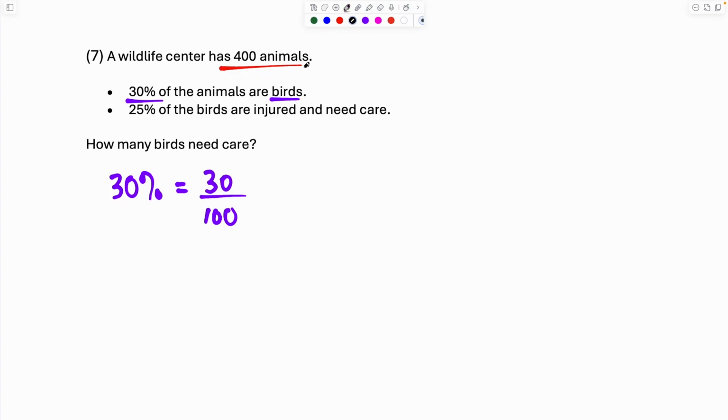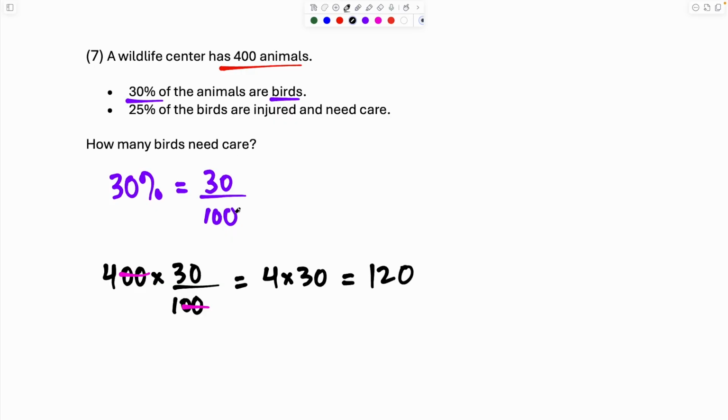Okay, so for this, let's see how many birds there are. So 400 animals times 30%. I'll multiply by 30% as a fraction. And the reason I want to do this is I want to cross off the common zeros. You have 2 zeros here. I could cross off 2 zeros here. And now all I have to do is just multiply. I have 4 times 30. Okay, so this is 4 times 30, which is 120. So there are 120 birds. So I'm just going to point that out. So there's 120 birds, but the question is asking how many birds need care.